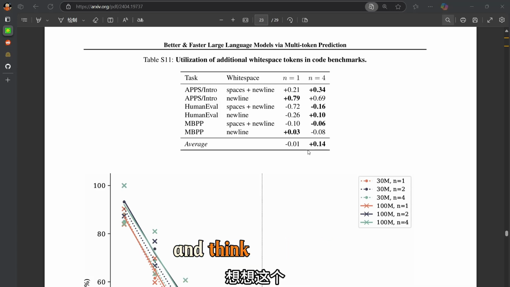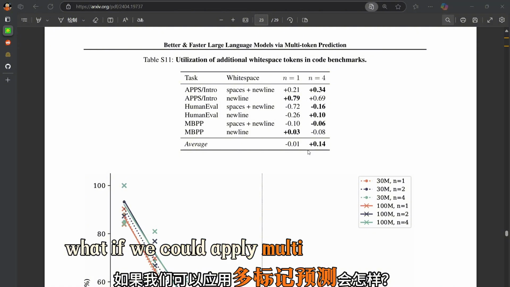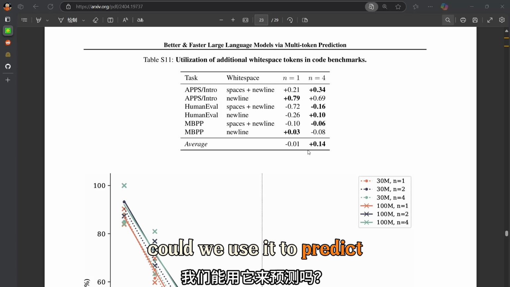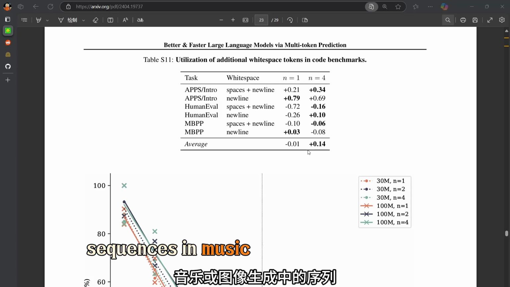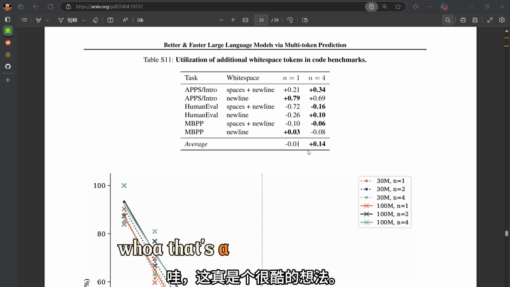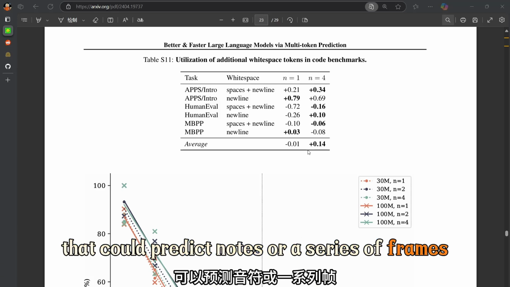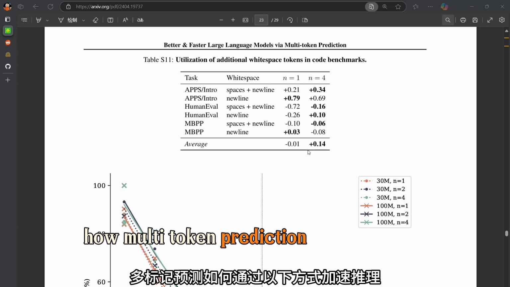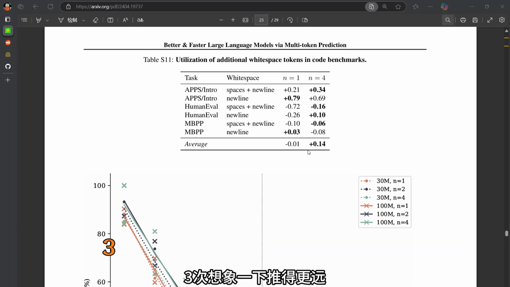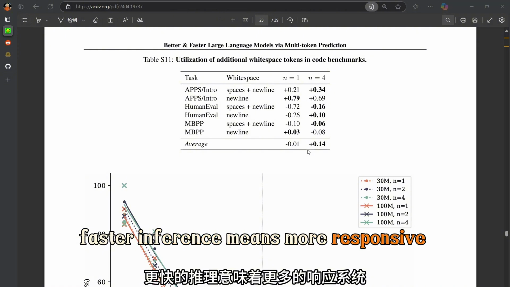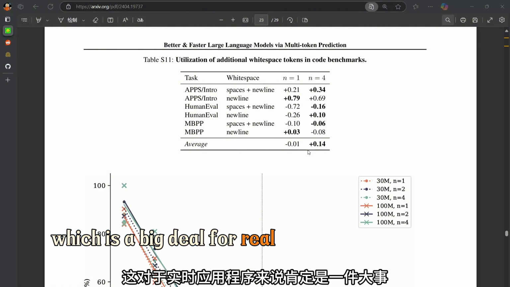Totally agree. And think about this. What if we could apply multi-token prediction beyond language and code? Could we use it to predict sequences in music or image generation? Whoa, that's a really cool thought. Imagine an AI that could predict notes or a series of frames. Exactly. And remember how multi-token prediction can speed up inference by 3 times? Imagine pushing that further. Faster inference means more responsive systems, which is a big deal for real-time applications.